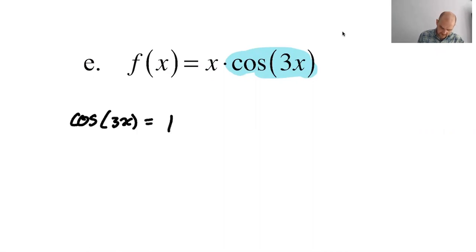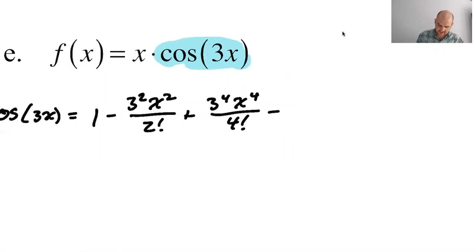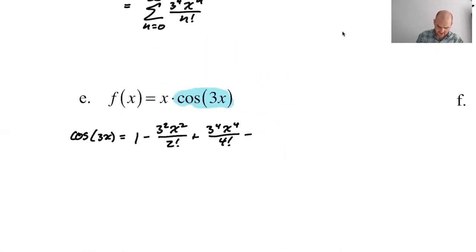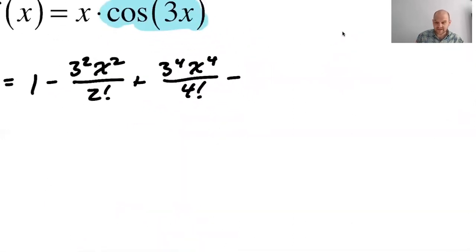1 minus the quantity 3x squared. So that's 3 squared x squared over 2 factorial. Plus the quantity 3x to the 4th. So that's going to be 3 to the 4th, x to the 4th over 4 factorial. Minus the quantity 3x. I assume I'm doing 4 non-zero terms. Yeah, it looks like it. All right, the quantity 3x to the 6th. So that's 3 to the 6th, x to the 6th over 6 factorial plus dot, dot, dot.